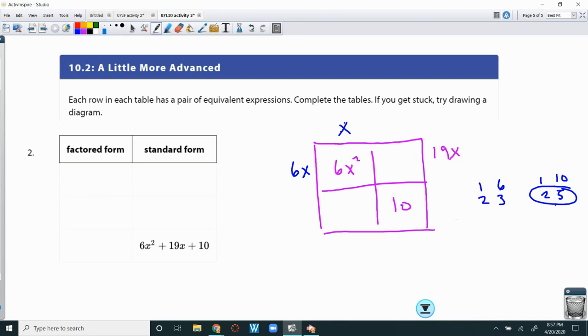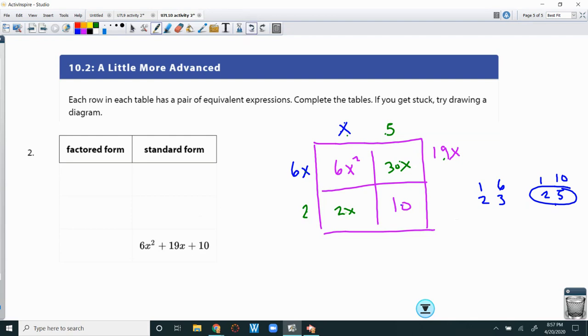Let's change colors. All right, let's try 2 and 5. 2 times 6, 12x. x times 5, 5x. 5, 6, 7. That's only 17. So that's not going to work. Now, I'm using guess and check. I want to make sure I go through all my options. Since I had 2 on top and 5 on the side, I'm going to switch, try 5 here and 2 there. 5 times 6 is 30, and 2. 30 and 2, that's way too much. That's not going to give me 19. Okay, so maybe it's 1 and 10.